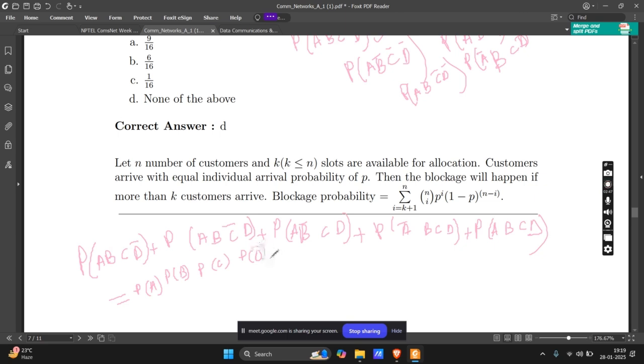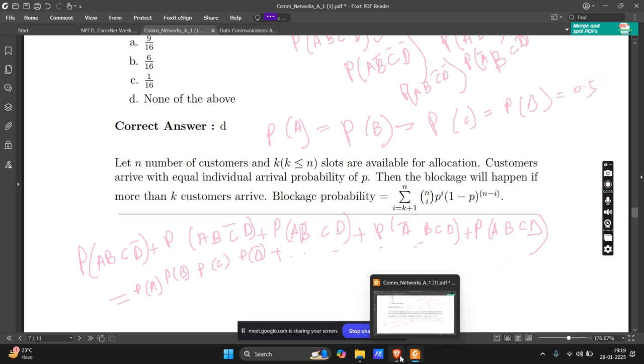Like that you can expand all the terms. Now PA is equal to PB is equal to PC is equal to PD. All are 0.5.